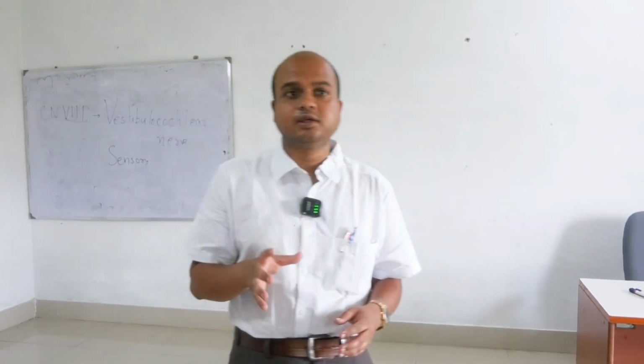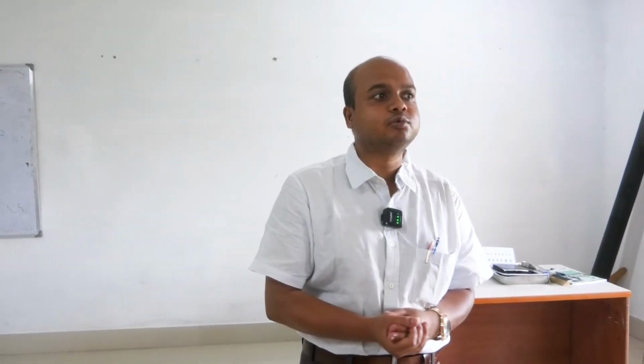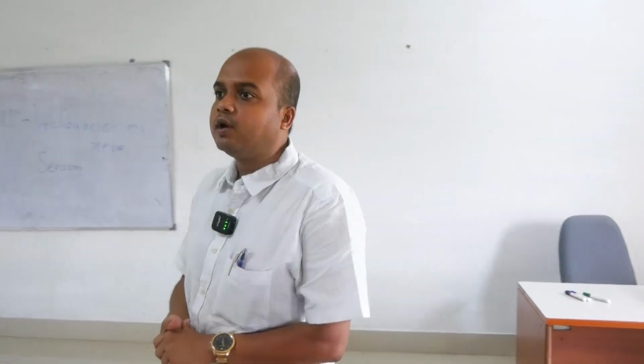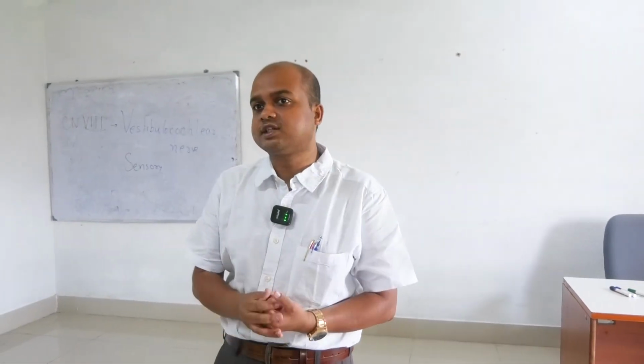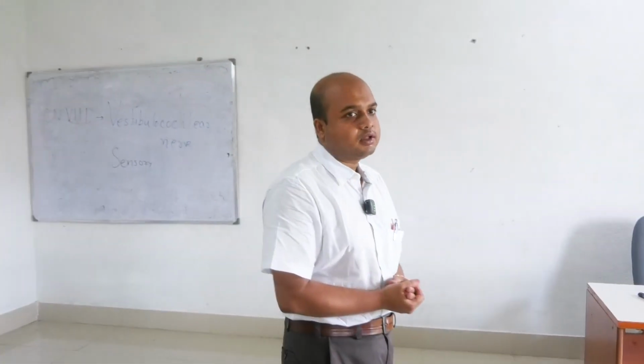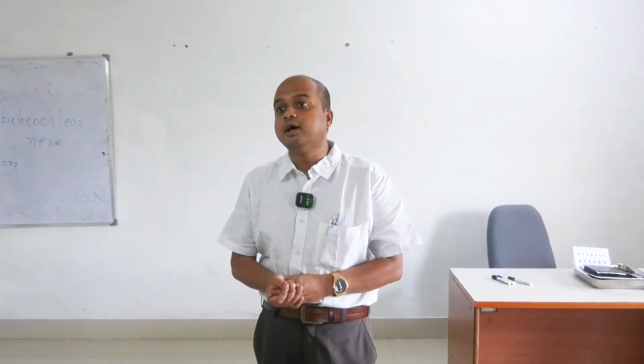The vestibulocochlear nerve has two parts: the vestibular nerve and the cochlear nerve. The vestibular nerve is associated with balance and the cochlear nerve with hearing. For testing the vestibular part of the vestibulocochlear nerve, usually one or two tests are done. One of them you must already be familiar with, the Romberg's test. We learned Romberg's test when we did the examination of the motor system.